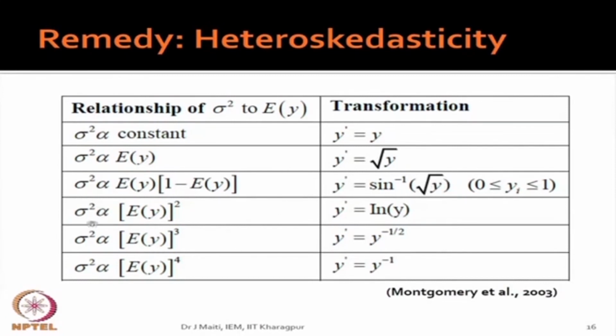If the variability of y is proportional to the square of the expected value of y, it is said that you use log y. And if it is proportional to the cube of the expected value of y, then y to the power minus half, that means 1 by root over y, and if it is the fourth power, then 1 by y. So, these are the different types of transformations given in Montgomery 2003.